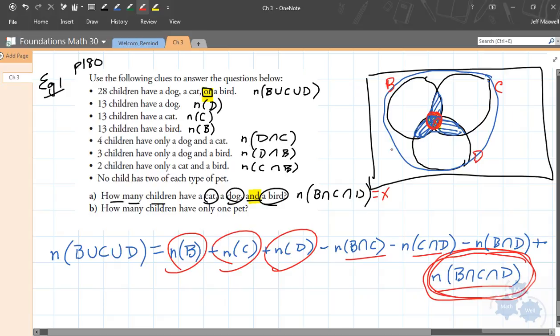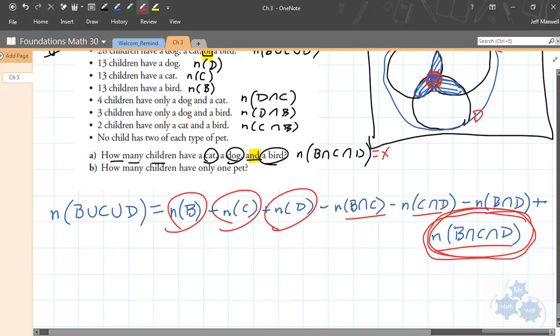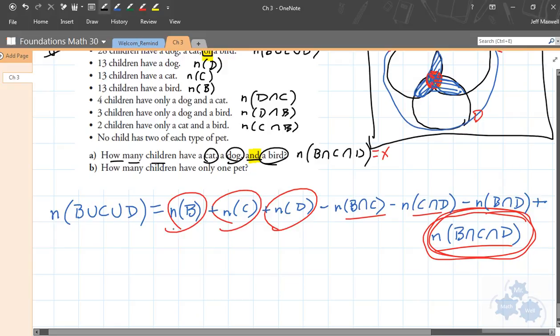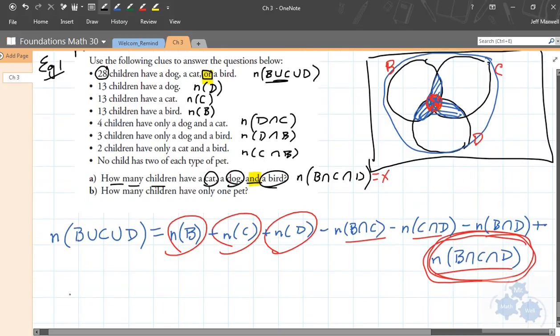And with the fact that this is an X, it's going to affect a little bit how we label this stuff. So why don't we fill in some values here? The number of B or C or D. Do we have a number for that one? How many in total? That's 28. You see that right here? So we write down 28 here.